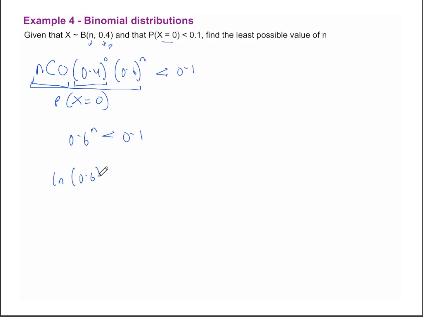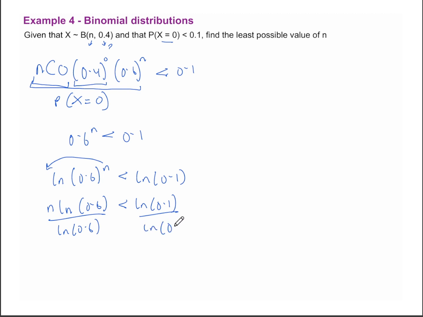ln of 0.6 power n is less than ln of 0.1. Then as per the log laws, we can bring n down, so we get n ln 0.6 is less than ln of 0.1. Then we can divide by ln of 0.6 on both sides. But we know that ln of 0.6 is a negative value. So because you are dividing by a negative value, your sign changes. Therefore, you end up with n is greater than ln of 0.1 over ln of 0.6.